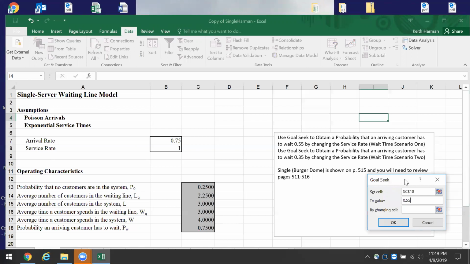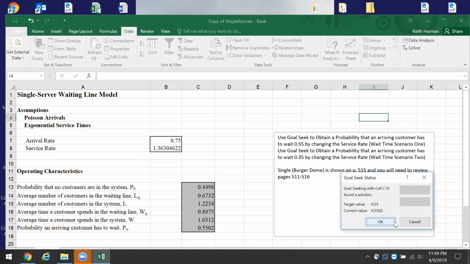We have two scenarios here. We're going to use the goal seek to obtain a probability an arriving customer has to wait of 0.55 by changing the service rate, wait time scenario, and the changing cell will be the service rate. And let's see what we get. And here we are.